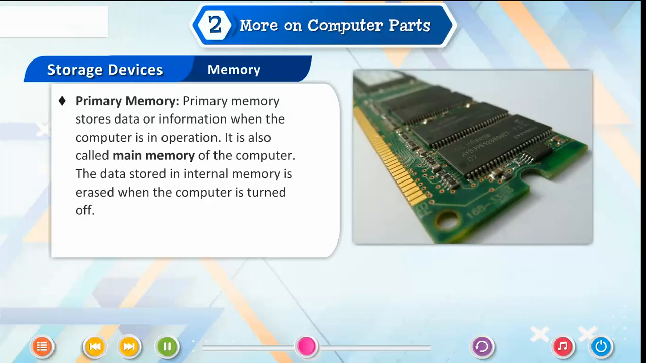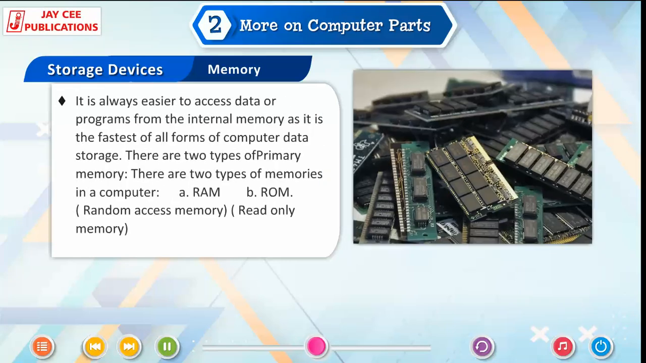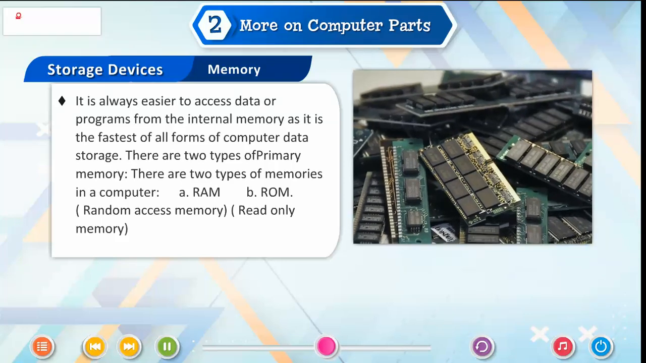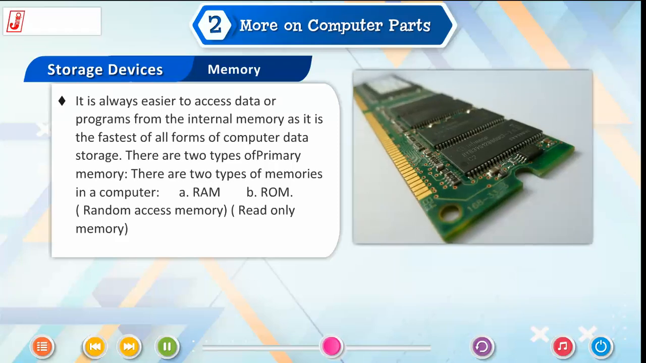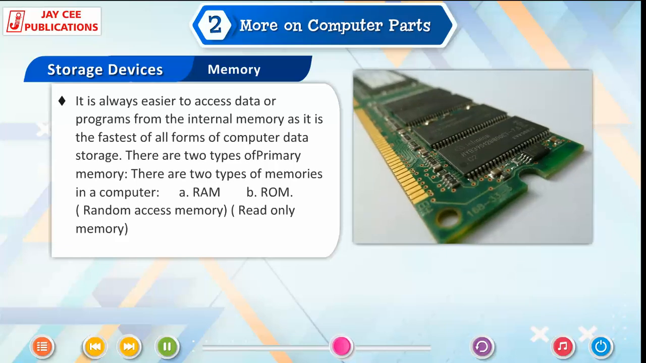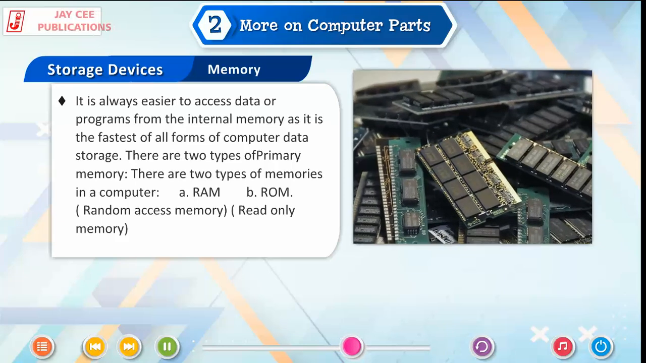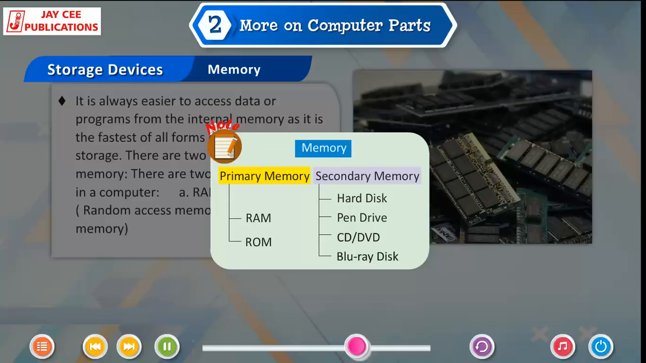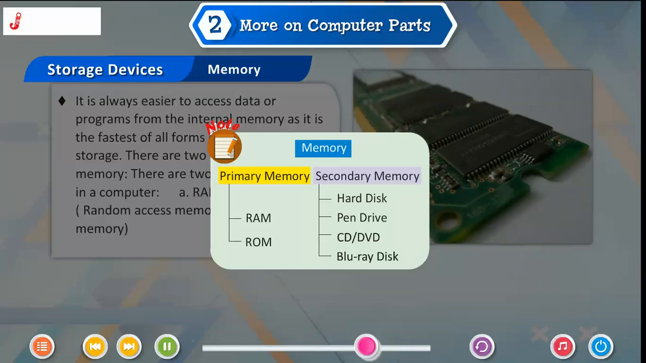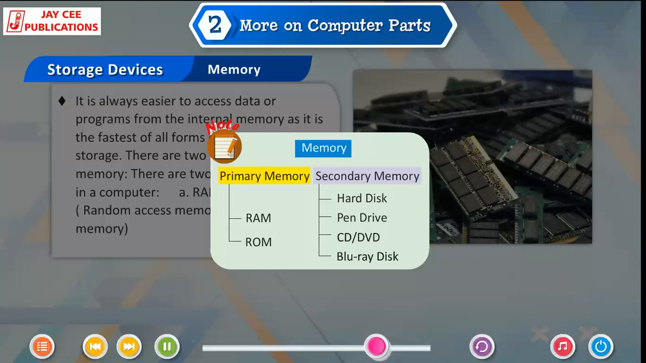The data stored in internal memory is erased when the computer is turned off. It is always easier to access data or programs from the internal memory as it is the fastest of all forms of computer data storage. There are two types of primary memory. A. RAM. B. ROM. Random access memory. Read-only memory. Note: memory, primary memory, RAM, ROM, secondary memory, hard disk, pen drive, CD or DVD, Blu-ray disc.